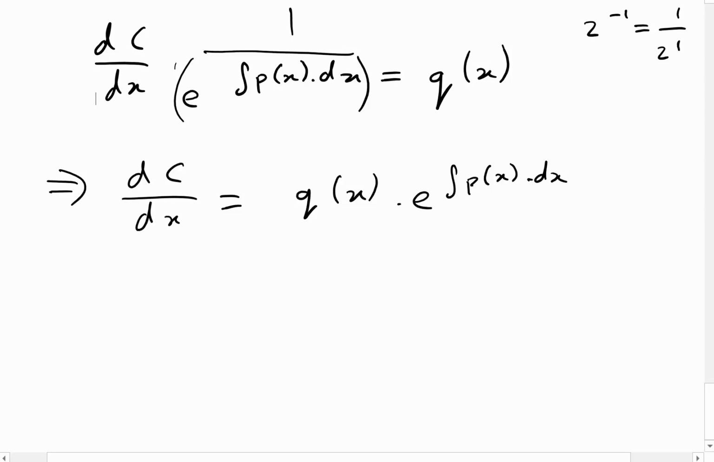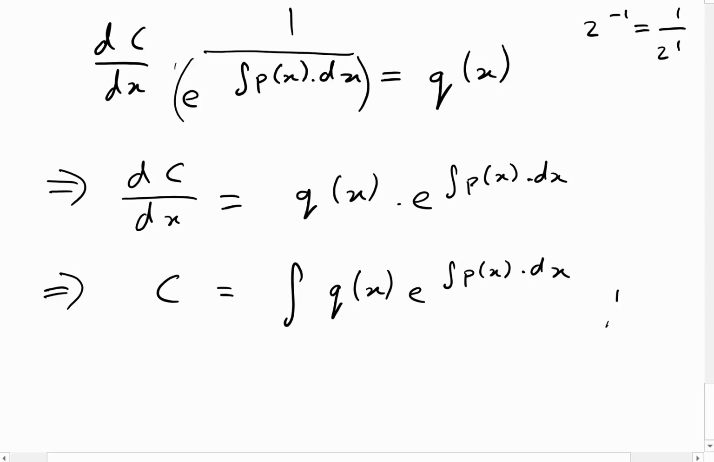So what does that mean? Well, c is just going to be the integral of all of this thing, because if the derivative of c is equal to this thing, then c itself is just the integral of this thing. So q of x e to the integral of p of x dx, with respect to x. Then it'll also be plus a constant of integration which hangs around at the end. I'm going to call this one c2, say, another constant of integration.